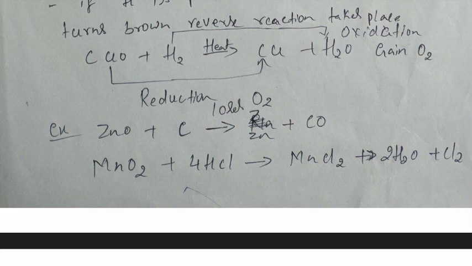Loss of oxygen we call reduction, and gain of oxygen we call oxidation. So hydrogen gains oxygen, and copper loses oxygen. Copper losing oxygen means reduction, and hydrogen gaining oxygen we call oxidation. We have many more examples. Zinc oxide plus carbon becomes zinc plus carbon monoxide. Zinc loses the oxygen, so it is reduced, and carbon reacts with oxygen and gains it, so we call it oxidized.